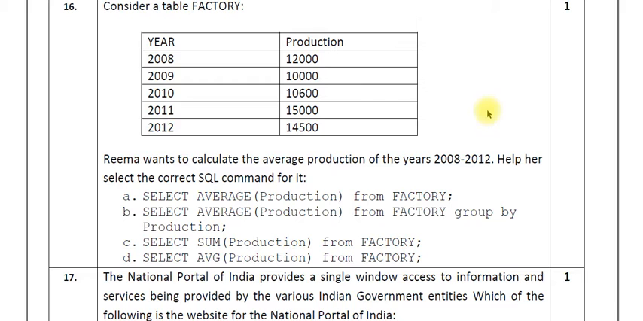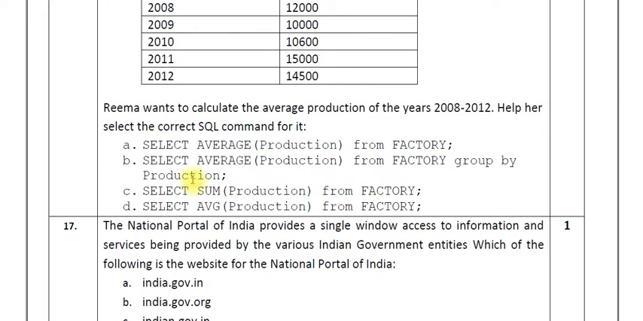So select average production from factory. Now if we do this, will this particular item work? Select average production from factory. Select average production from factory group by production. It does not matter, group by is not required, because we are going to find the average of this production table. Now the thing is that some options are not at all required, AVG might be the function for average. So select the correct answer accordingly.